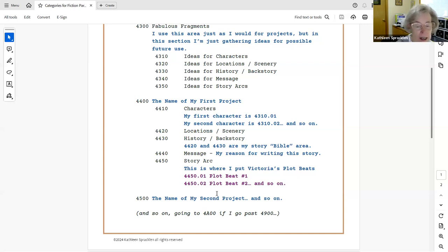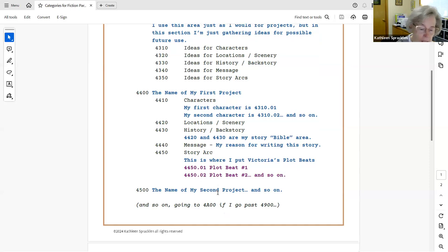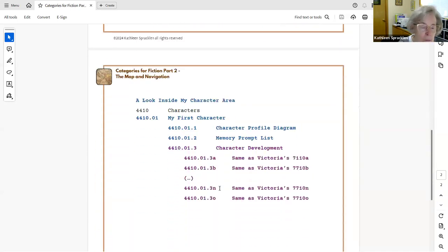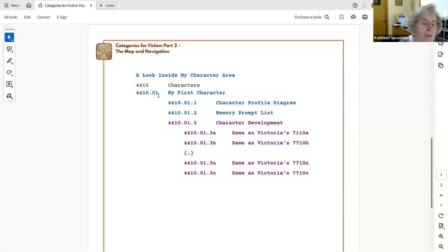So now let's take a look at the second page, which is how I break up my characters, and I go a little bit more fine grain. As I said, my first character is 4410.01. I always keep a character profile diagram for every one of my characters because, as you know, building character is the heart of my writing. And 0.02 is the memory prompt list, which are the little tiny vignettes that go with each of the character profiles, character traits that I've assigned to my character.